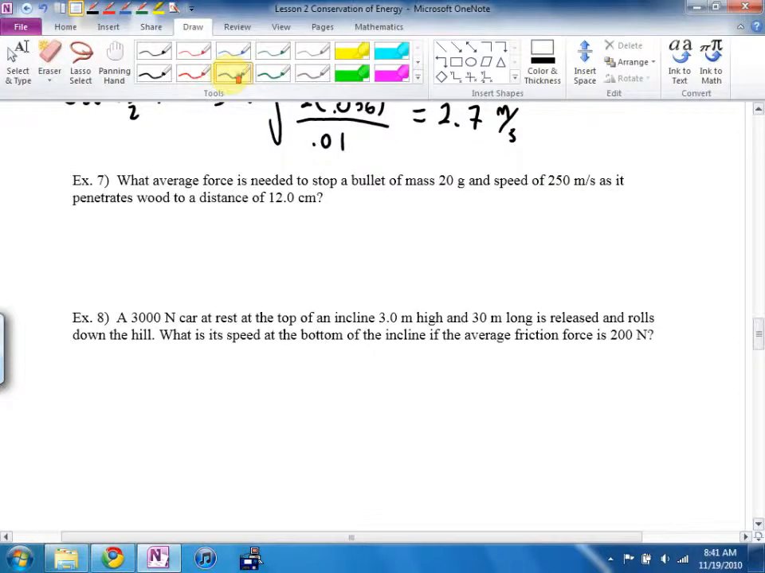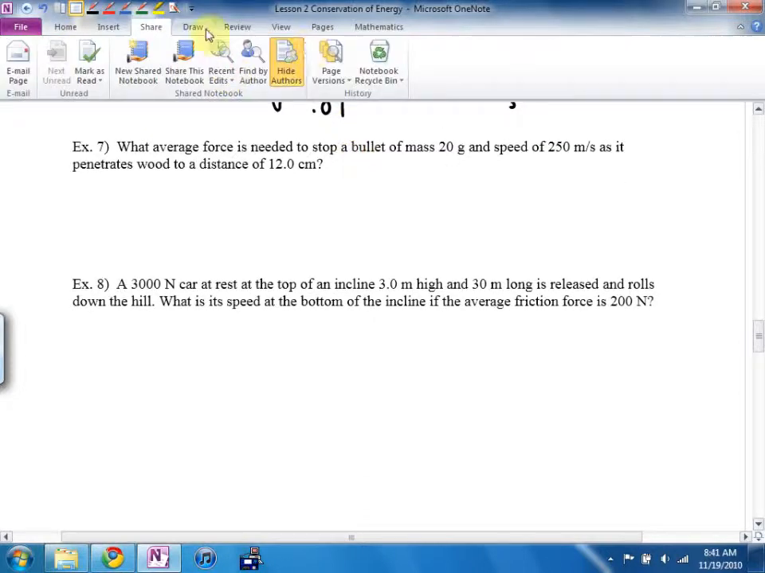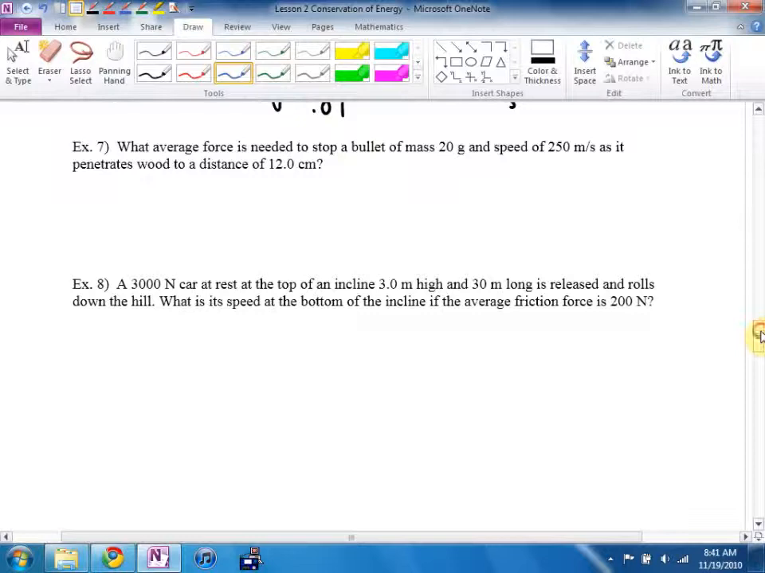Example 7. So we left off at example 6. And our whole concept, our whole idea, is that energy is conserved. We said that work was force times distance. It was also the area under a force versus distance graph. It was also the change in kinetic plus the change in potential.